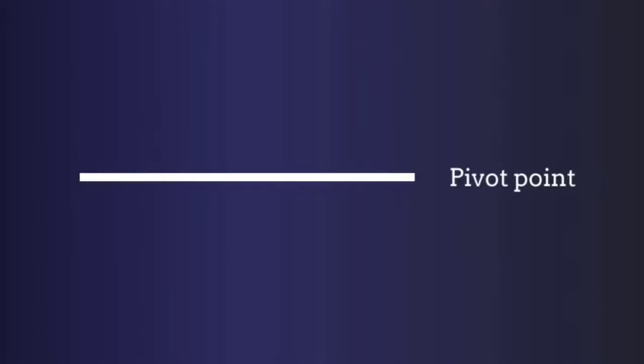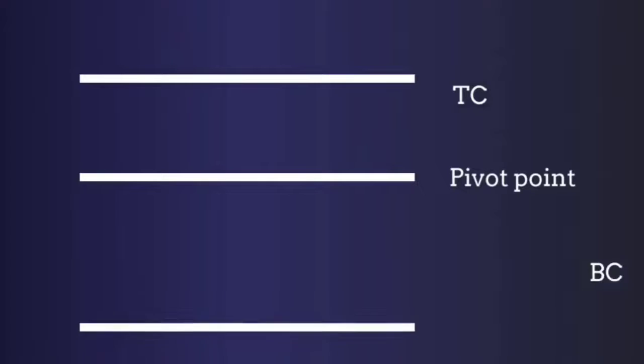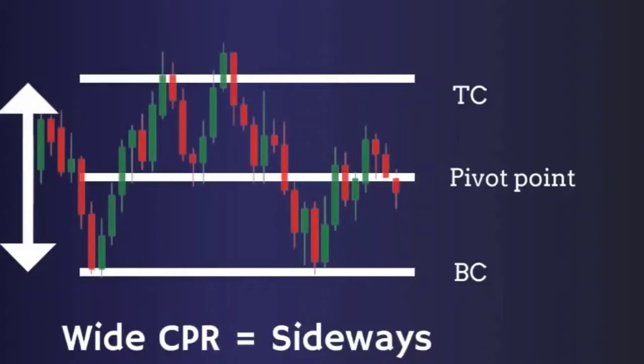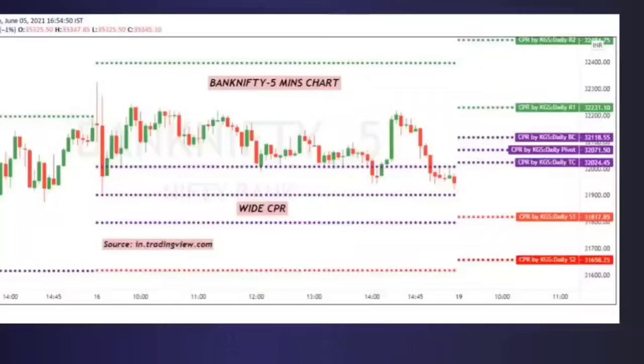If these three lines are far away from each other, then it's called a wide CPR. That trading day is expected to be sideways or less trending. For example, on the 16th of May, Bank Nifty had a wide CPR, so the market was sideways.